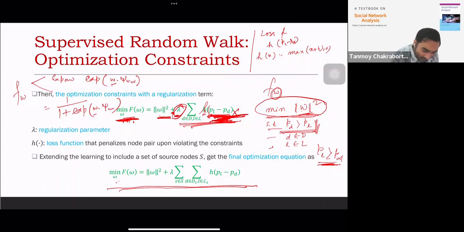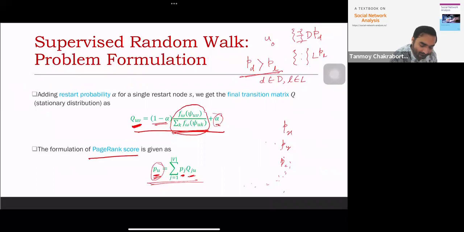Now think about the impact of parameters. W is a parameter that you learn. Hyperparameters are lambda and also alpha. Alpha is something which indicates the restart probability. So if alpha is 0, then you just consider this component, meaning there is no jump as such. In that case, the random walk process just follows the strength matrix. This is not random walk with restart.